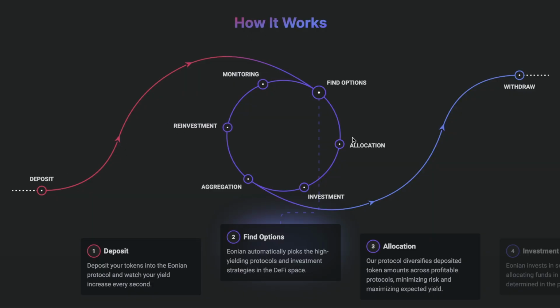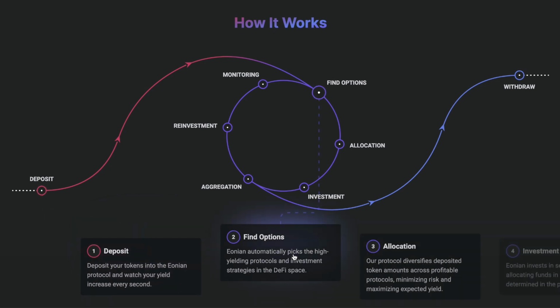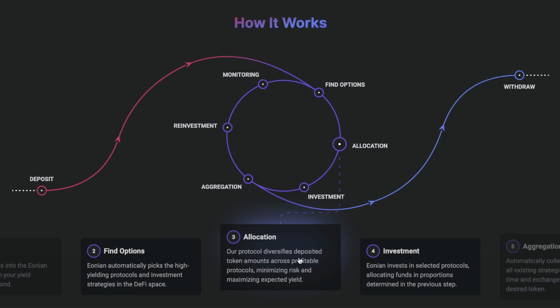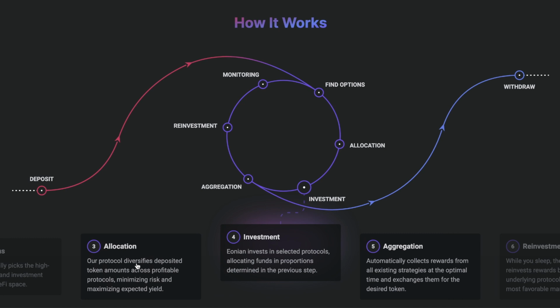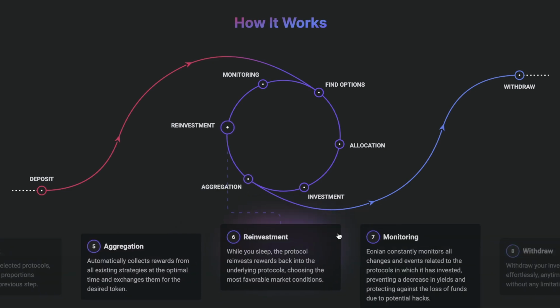So you can see here's sort of the flow of how it works. So first of all, you deposit your tokens into the protocol. Second of all, the project automatically picks up the high yielding protocols and investment strategies in the DeFi space. And obviously the team is behind this. Then they diversify deposited token amounts across profitable portfolios, minimizing risk and maximizing expected yield. Then they invest into the protocol, and this is where the aggregation comes in. So they automatically collect rewards from all existing strategies at the optimum time and exchange them for the desired token. And then they do reinvest, so they're compounding.